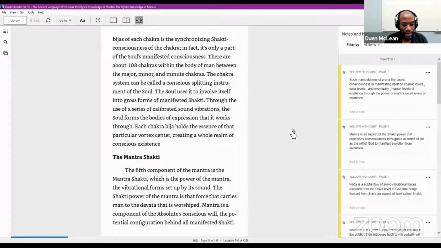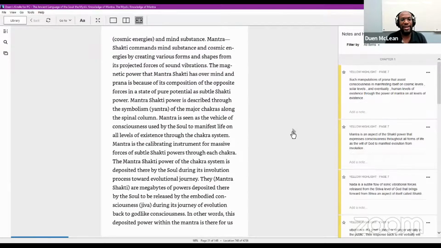The potential configuration behind all manifested Shakti, cosmic energies, and mind substance. Mantra Shakti commands mind substance and cosmic energies by creating various forms and shapes from its projected forces of sound vibrations. The magnetic power that mantra Shakti has over mind and prana is because of its composition of the opposite forces in a state of pure potential as subtle Shakti power.